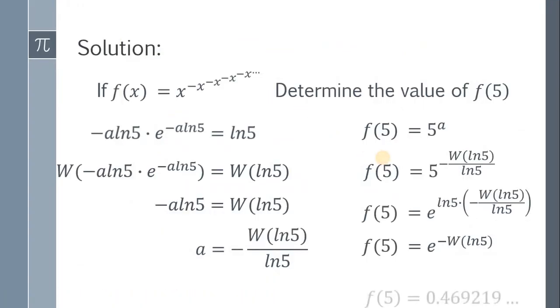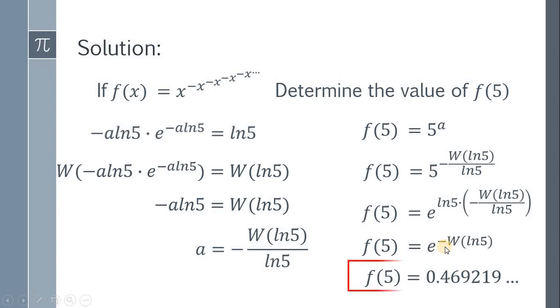So therefore, our answer is f of 5 is approximately 0.496219. And we have the exact f of 5 equals e raised to negative W of ln 5. And we're done.